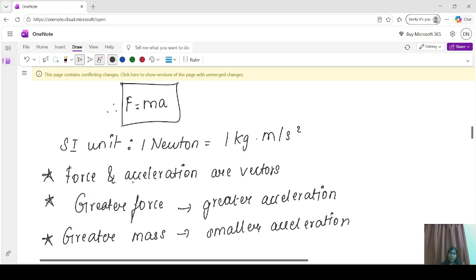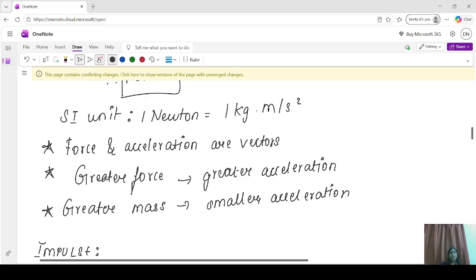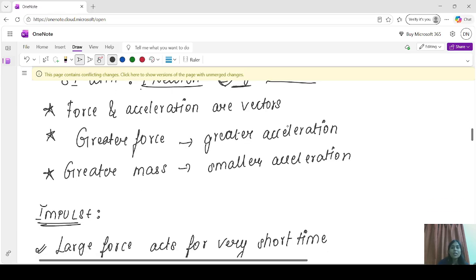And what is the SI unit? 1 Newton. What is 1 Newton? 1 kilogram meter per second square. Okay. And now let me explain the SI unit. 1 Newton is the force required to produce an acceleration of 1 meter per second square in a 1 kg mass. Okay. And now there are some important points about the second law. What are all those? Force and acceleration are vectors. So the direction of acceleration is equal to the direction of force. Okay.